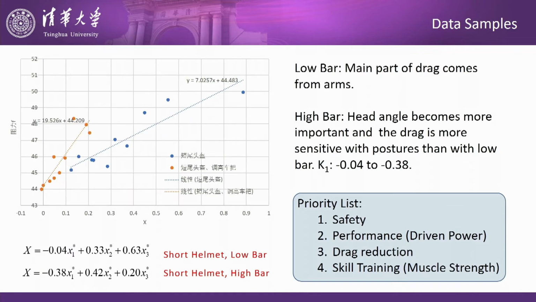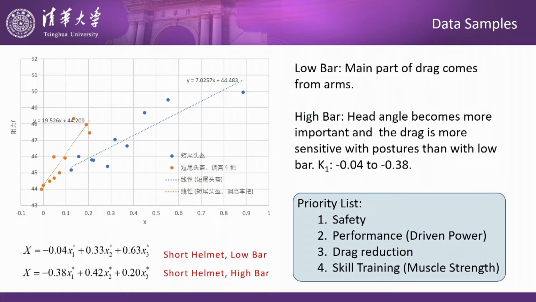What do we have? We have this number. Suddenly, a bunch of data came to a single line. All right, we have X with different K1, K2, and K3. We found that the short helmet with lower handle is not sensitive to the head. 0.04 means no matter whether your head is up or down, it doesn't affect your drag too much.